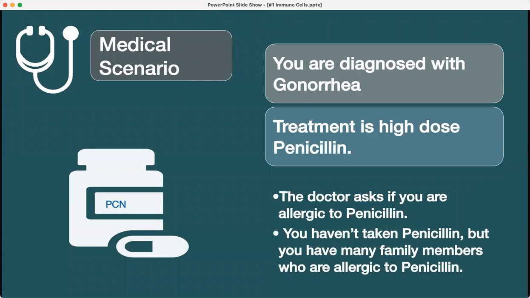Now let's go on to the next topic. So a medical scenario, you're diagnosed with gonorrhea. The treatment is high-dose penicillin. The doctor asks you if you're allergic to penicillin. You haven't taken it before, but you have a lot of people in your family who are allergic to penicillin. This is a really common scenario.